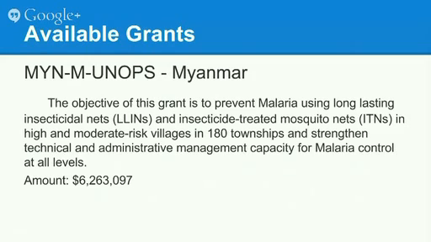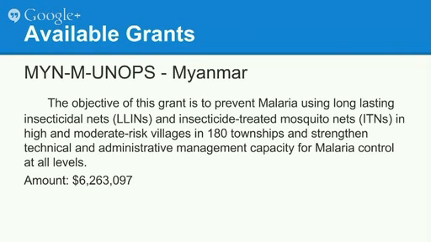The next grant is available through the Global Fund, and the objective of this grant is to prevent malaria using long-lasting insecticidal nets and insecticide-treated mosquito nets in high and moderate risk villages in 180 townships, and strengthen technical and administrative management capacity for malaria control at all levels. And this is specifically for the Myanmar area. And the amount for this grant would be around $6 million.